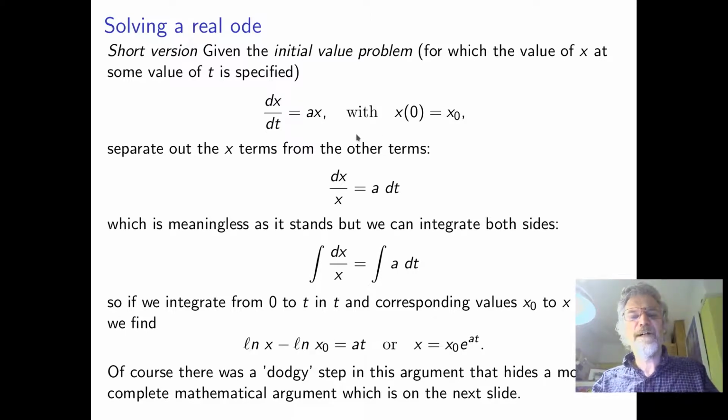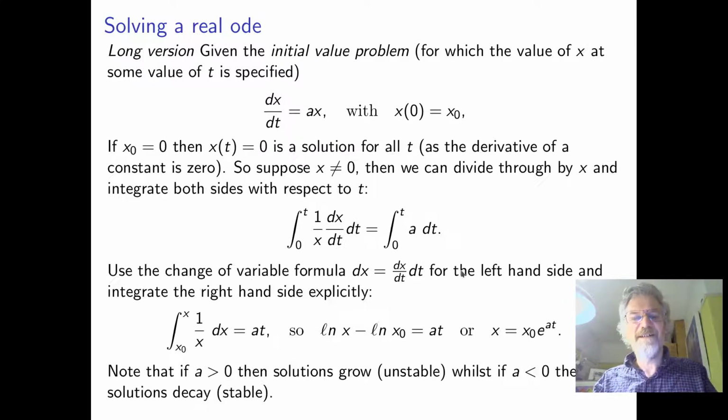Often you solve it by separating the variables, which is another word for moving all the dx's to one side and the dt's to the other. So dx over x is a dt, which doesn't mean anything until we integrate. Integrating that, we get log x minus log x0, putting in the limits, equal to a times t, starting at t equals 0, which of course is just another name for x equals x0 e to the at. Unfortunately, we're not going to be able to take logs of matrices or vectors either. So we're not yet there with the matrix argument.